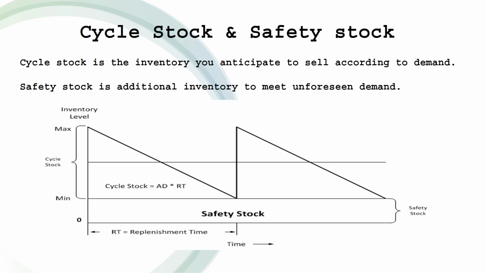Now, cycle stock is inventory that you anticipate to sell according to your demand, and safety stock is additional inventory that you keep to meet unforeseen demand, in order to absorb a spike in demand.